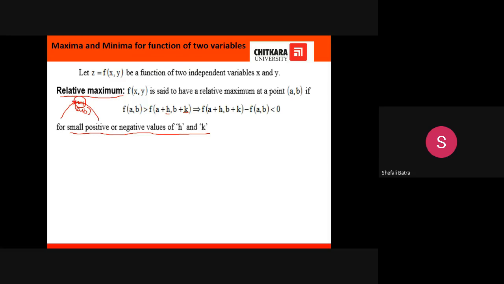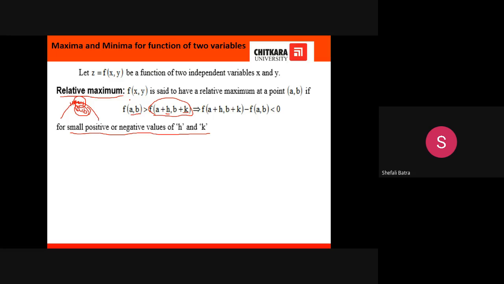Value of function at all these points must be less than value of function at this point, right? Value of function at these points must be less than value of function at this point. Then only we can say that function is maximum at this point, right?